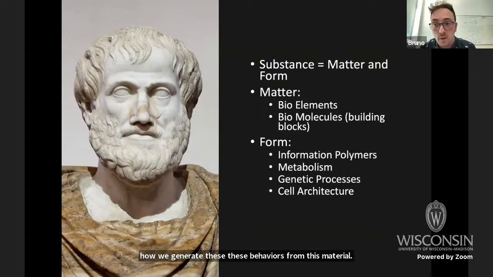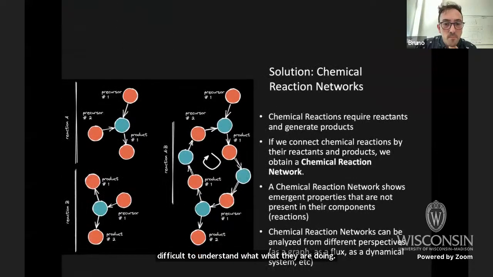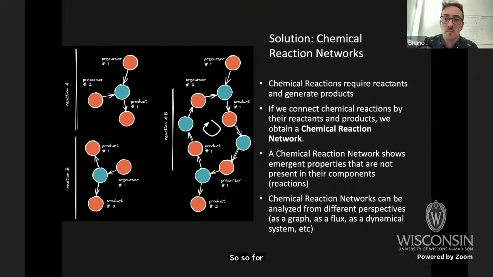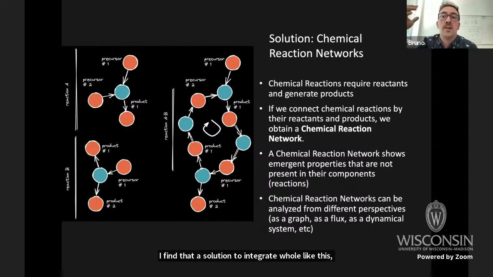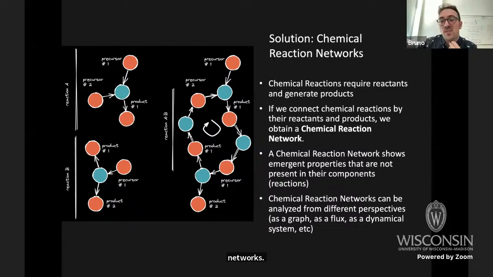Something similar might happen at the biological level. We might have different species, different proteins, etc. But if we don't integrate them into higher order systems such as metabolisms or microbial communities, it's going to be difficult to understand what they are doing. So from my perspective, working on chemical systems, I find that a solution to integrate how these different molecules might give place to biotic behaviors is to integrate them in chemical reaction networks. That means understanding how different chemical reactions require certain substrates and products, and integrating those into higher order chemical reaction networks, so we are able to generate systems that might look like metabolisms, and that might have higher order emergent properties such as the possibility of replicating, the possibility of evolving, etc.